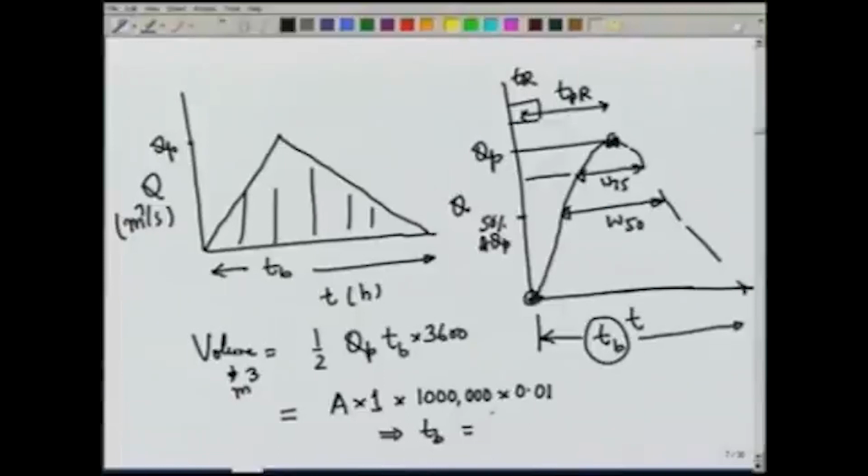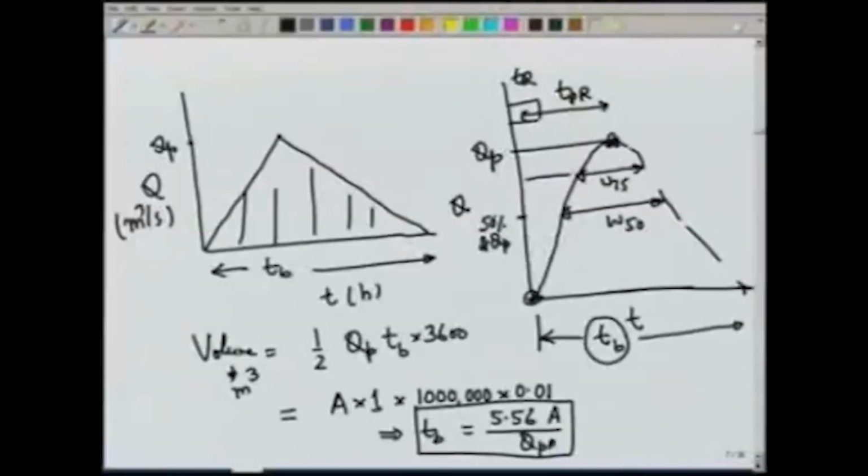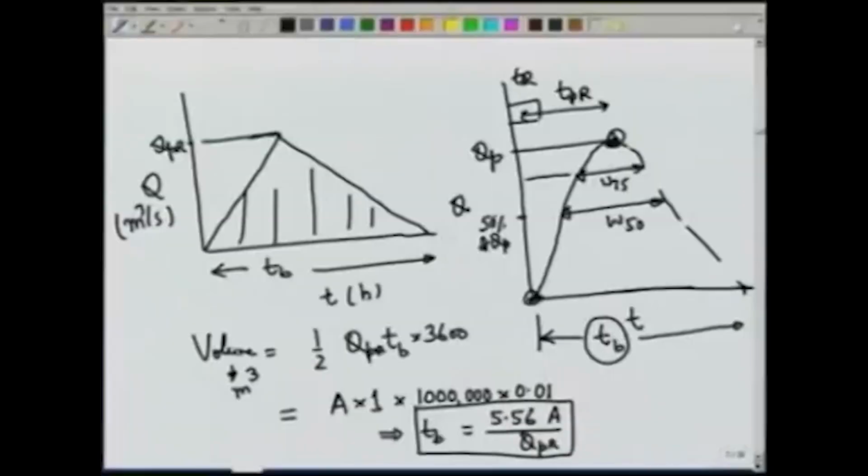And equating these two, we can obtain an equation for TB in terms of the peak flow and the area, and the equation is given as 5.56 into A over QP. Now, if the rainfall is not of a standard duration, for required duration we will add a subscript r here to show that this is the QP for the required duration of rainfall. Once we know TB, then we have 3 points fixed. One is the peak, one is this 0, 0, and one is this TB.